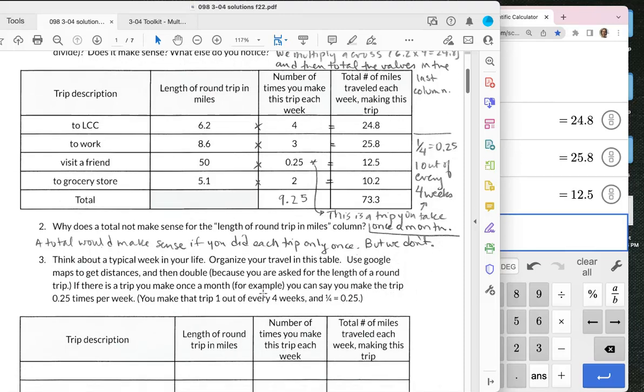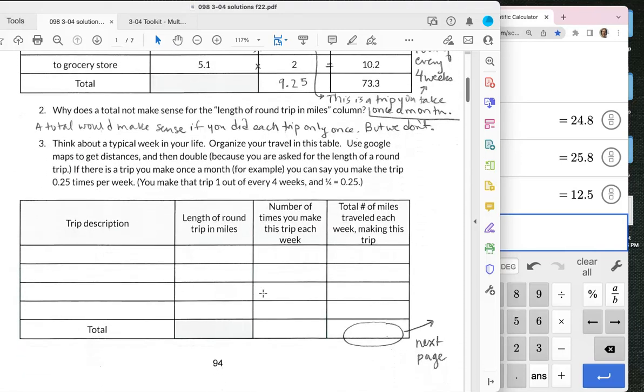So I want you to just practice this again using your own real life information. Come up with 3 or 4 different things that you typically do each week. Use Google Maps to find the length of the round trip in miles. So if you use Google Maps and get a distance, you would double it before writing down an answer in here. And then estimate this, and it's okay if you're not 100% sure. You can just come up with a decent estimate. And then practice that multiply across, add down structure that we talked about.